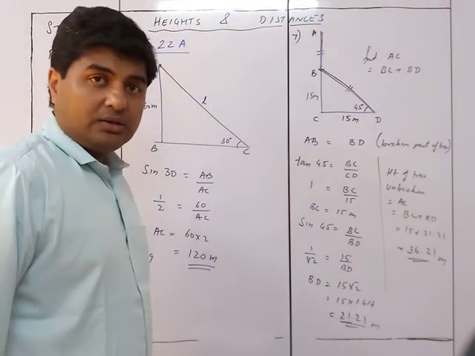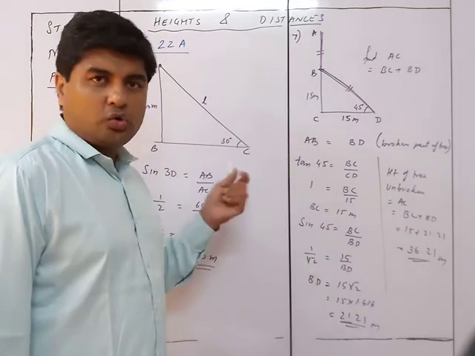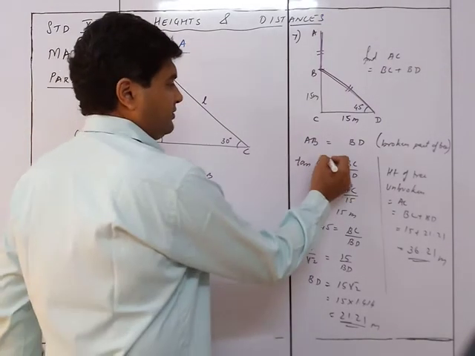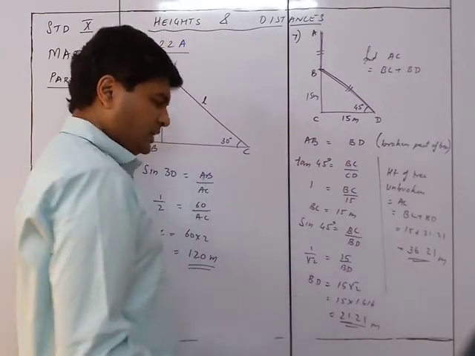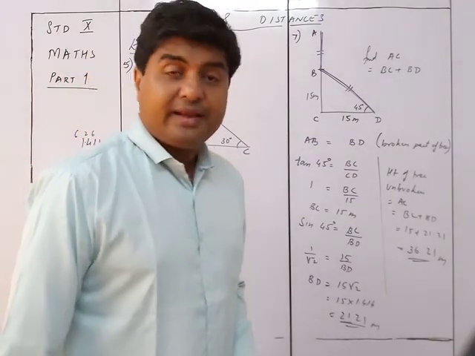Is it clear? You can see it's a decently easy sum, not too much of a problem. We are just using sine theta, so the degree sign is important here, and you are getting the answers. Okay, so we'll continue with sum number 9 in the next video.